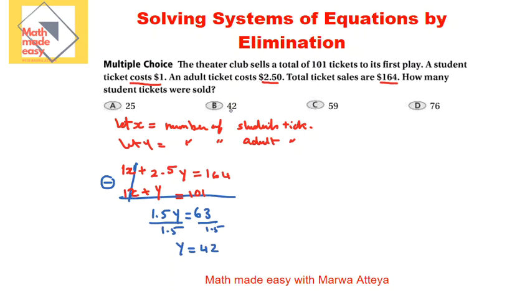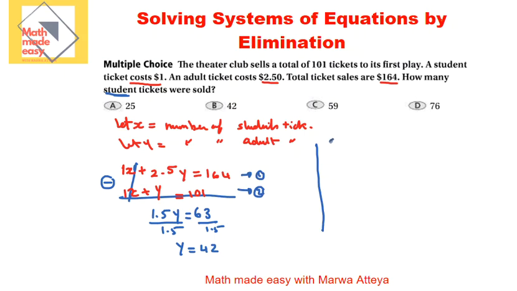Well, 42 is one of the choices, but take care. y equals 42 is the number of adults' tickets, and this is not what the question wants from you. They want the student tickets. So you cannot stop here. We have to substitute in one of the equations to be able to find the value of x. This is equation number 1 and this is equation number 2. Same way we did when we were solving by substitution.